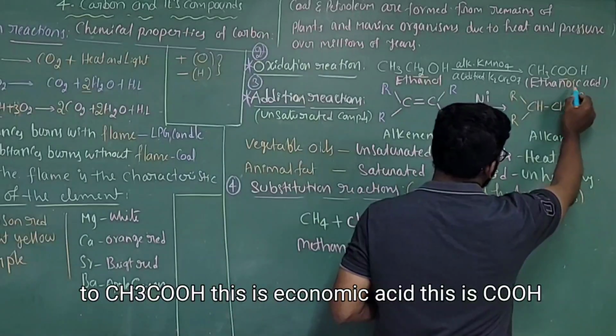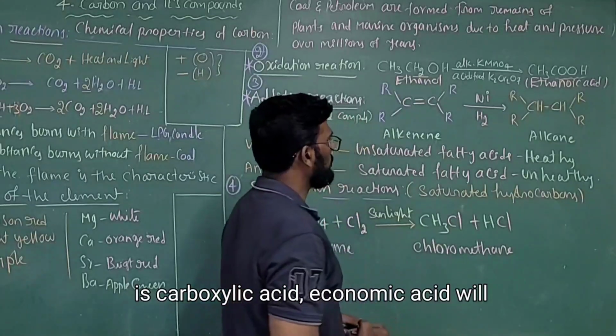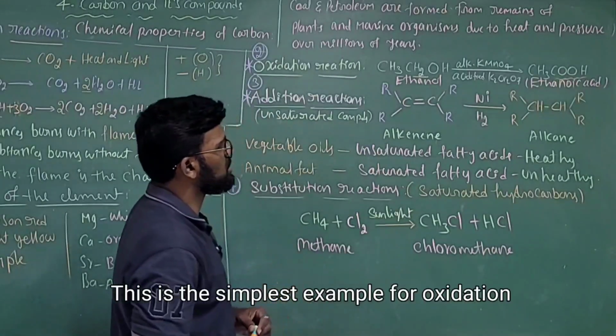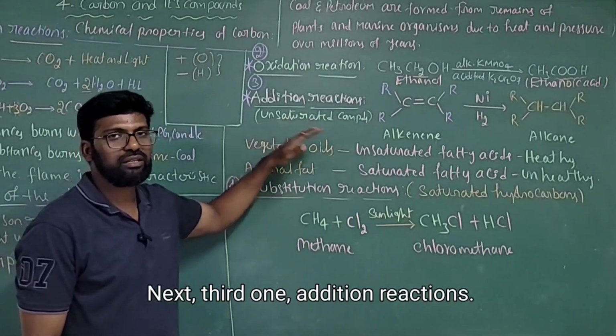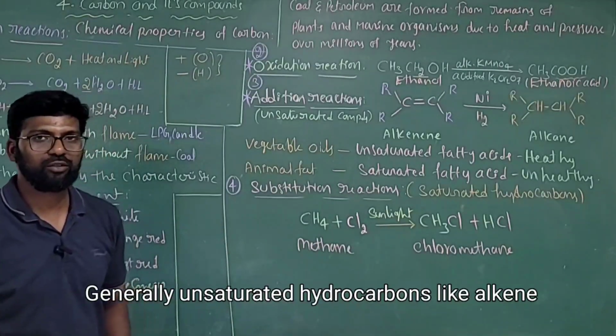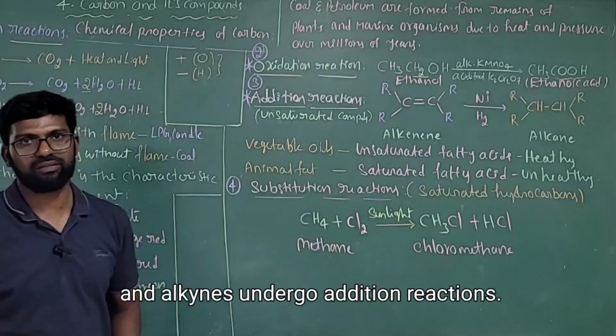This is ethanoic acid. This COOH is carboxylic acid. Ethanoic acid will be formed. This is the simplest example for oxidation reaction. Next, third one, addition reactions. Generally unsaturated hydrocarbons like alkenes and alkynes undergo addition reactions.